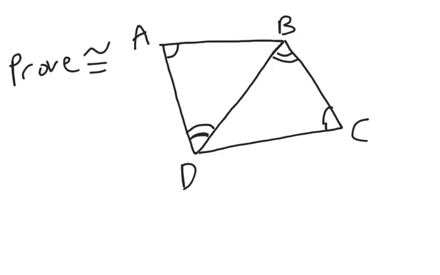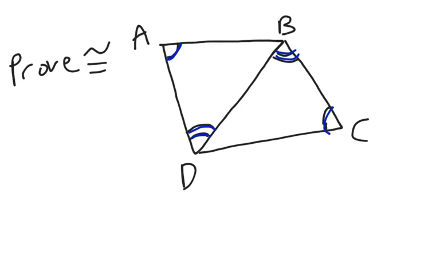Let's take a look at another question. We want to prove that these two triangles are congruent. Let's see if we have enough information to do that. Well, right now, all I'm seeing is some arcs, which tells me that the angles are congruent. So angle A right here is congruent to angle C, and I know that angle DBC is congruent to angle ADB.